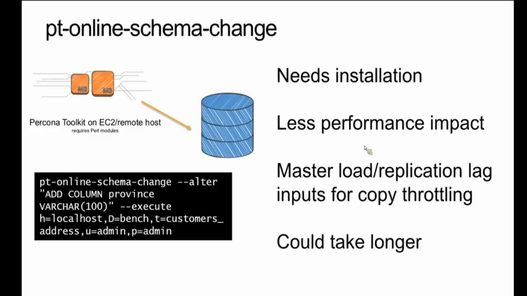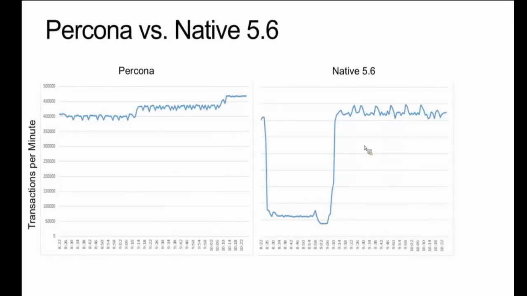So it allows you to throttle the amount of system resources that are being used during the schema change, so that you can minimize the impact on the master while this is taking place. As a result, this can take a little bit longer than doing it in other ways. And we've done some side-by-side comparisons here for you to illustrate how this works.